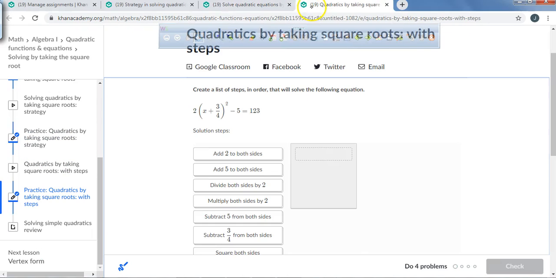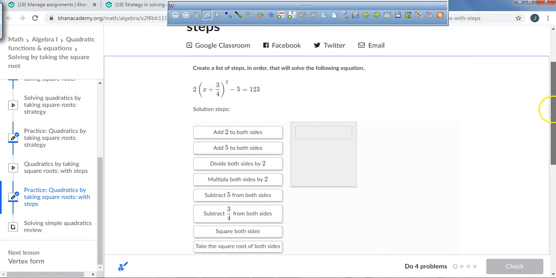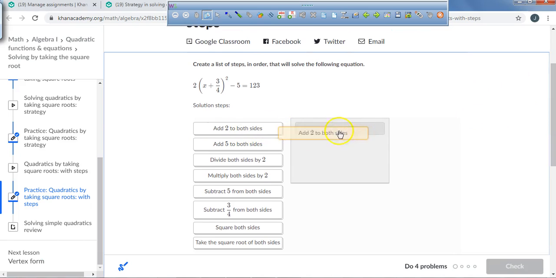Oh, nope, I already did that one. Now, here we go. Quadratics by taking square roots with steps. This is kind of fun. You get to drag the step in.